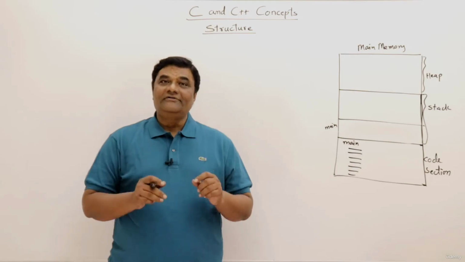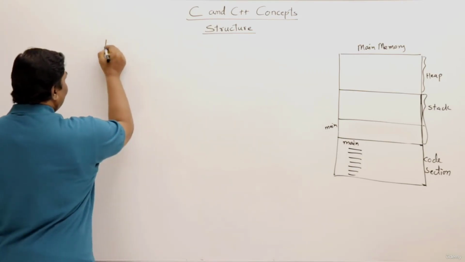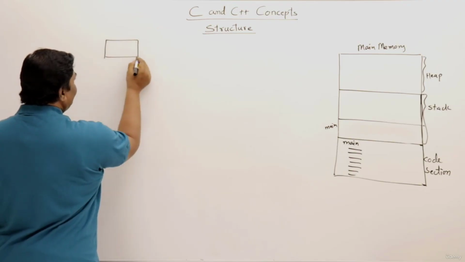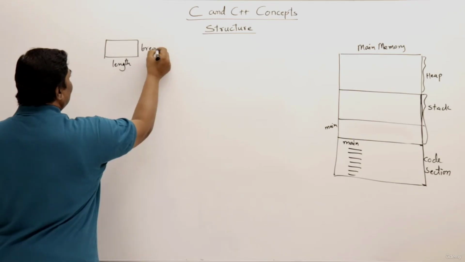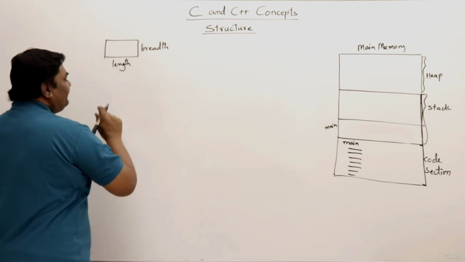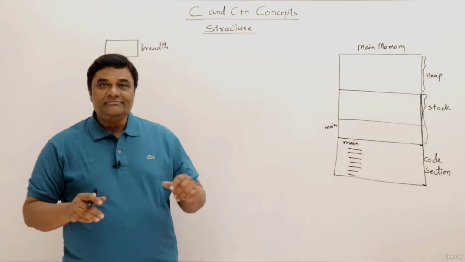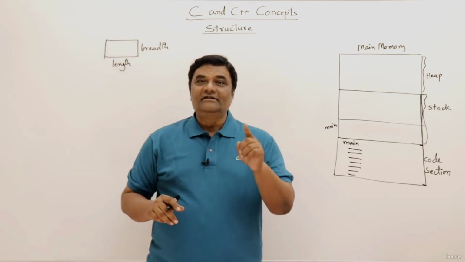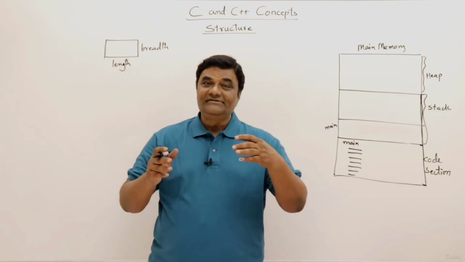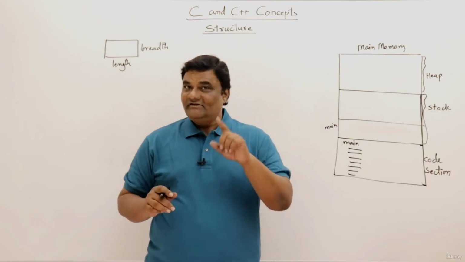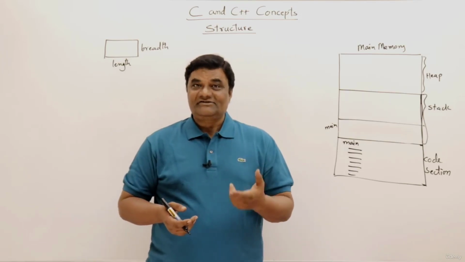Let us take an example of a rectangle. A rectangular figure will have properties like length and breadth. These two things together define a rectangle. So if in your programs you need something like a rectangle, then you can define a structure for it, because a rectangle is not defined by just one value, it is defined by a set of values. That is length and breadth. So we can group them together under one name and define it as a structure.